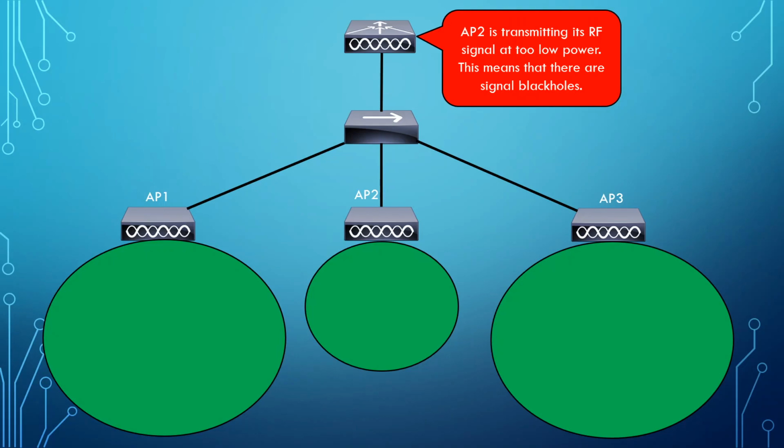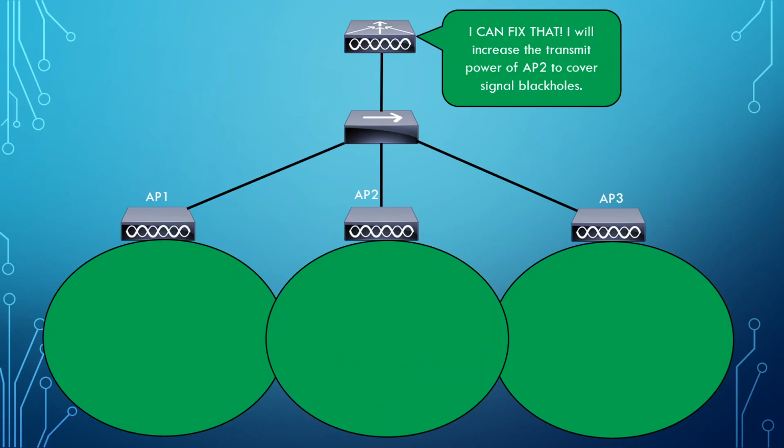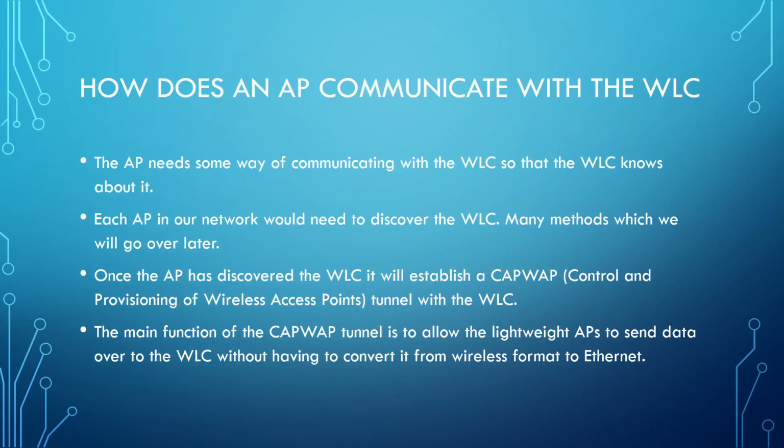Now the wireless LAN controller in this scenario knows that AP2 is transmitting at too low a power. So all it does is increase the transmission power of AP2. It's like, oh wait a minute, I can fix that. I will increase the transmission power of AP2 to cover the signal black holes. Now anywhere within our corporate environment, within our office environment, within our conference center environment, somebody will have a wireless signal. Someone can communicate wirelessly.